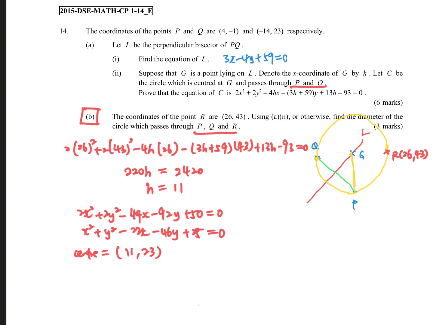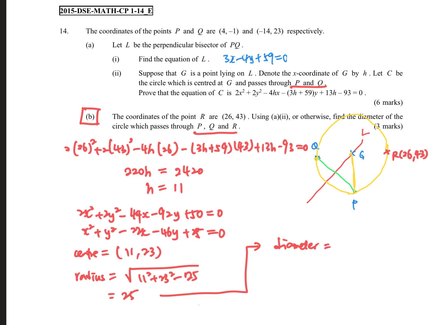Good. And then the radius will be just the square root of 11 squared plus 23 squared minus 25. So 25 also. So we are asked to find the diameter, so just 25 times 2, and that's 50. Right, and that's all for this part as well as this video. Thank you for watching.